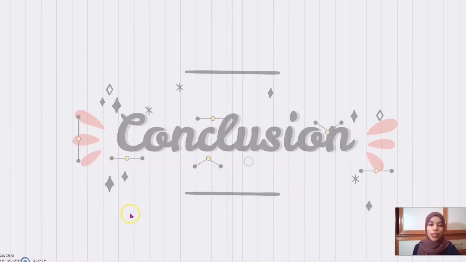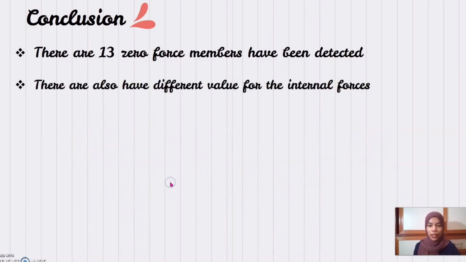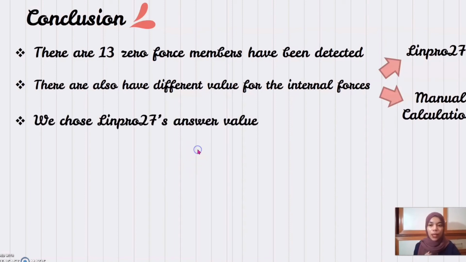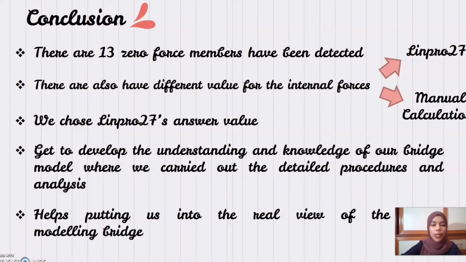Okay, the conclusion is there are 13 zero force members that have been detected in our project, and there are also different values for the internal forces between the LimPro 27 software and the manual calculations. We chose the LimPro 27 answer value because it is more sophisticated, and it is a guidance to our project. We get to develop the understanding and knowledge of our bridge model, where we carried out the detailed procedures and analysis. It also helps us put into real view the modeling of the bridge.